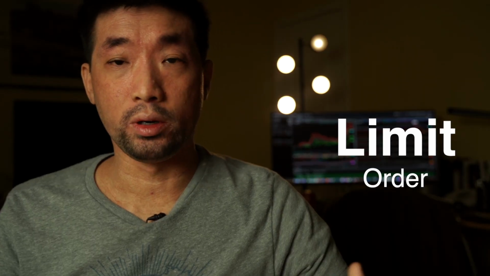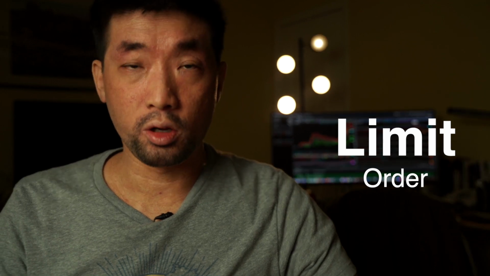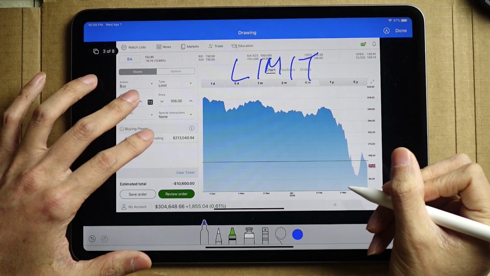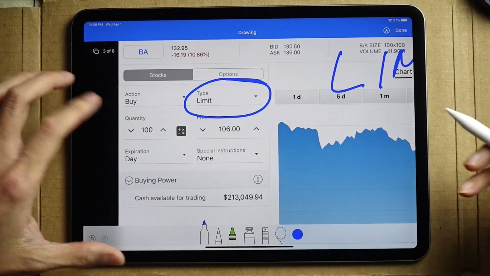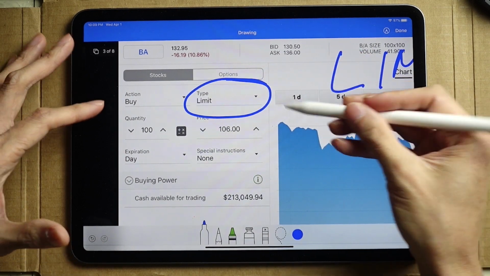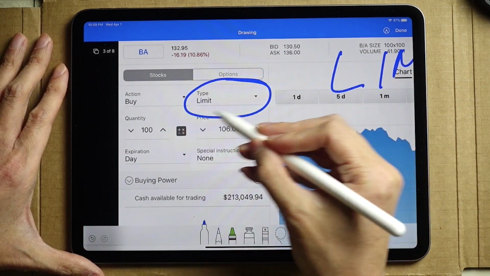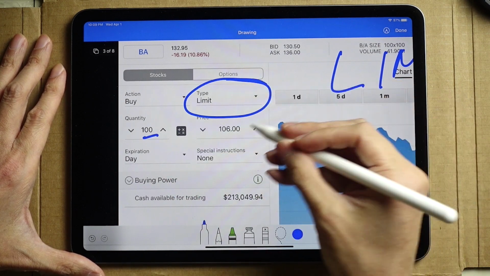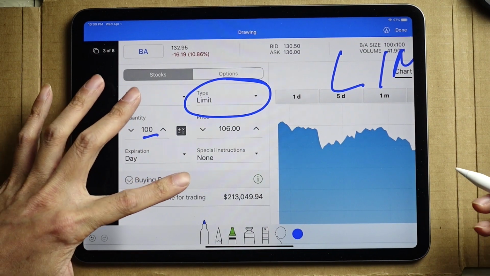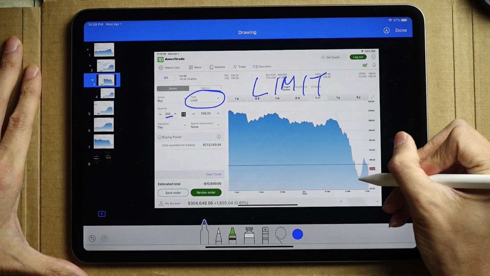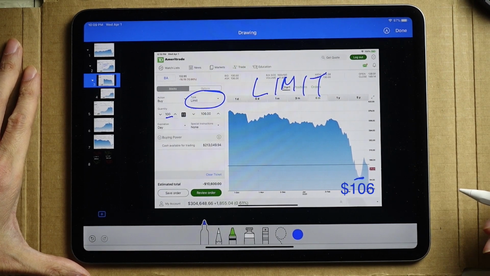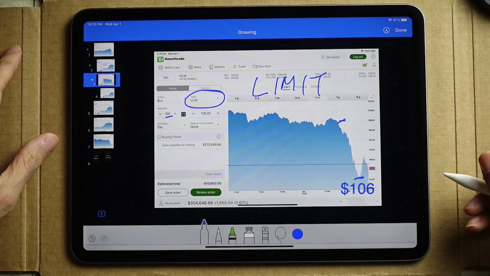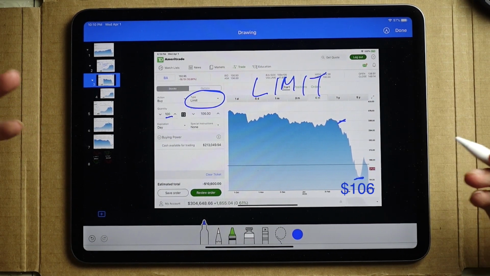So if you want to buy a stock when it drops to a specific price, the order you want to use is called the limit order. You'll see that right here. So in this specific order for Boeing, we're going to buy 100 shares using the order type limit, and we want to try to buy it at 106, because we see that if it drops down here, it looks like it's going to be a lot cheaper than when it was up here. So it seems like it'll be a good time or a good price to buy.